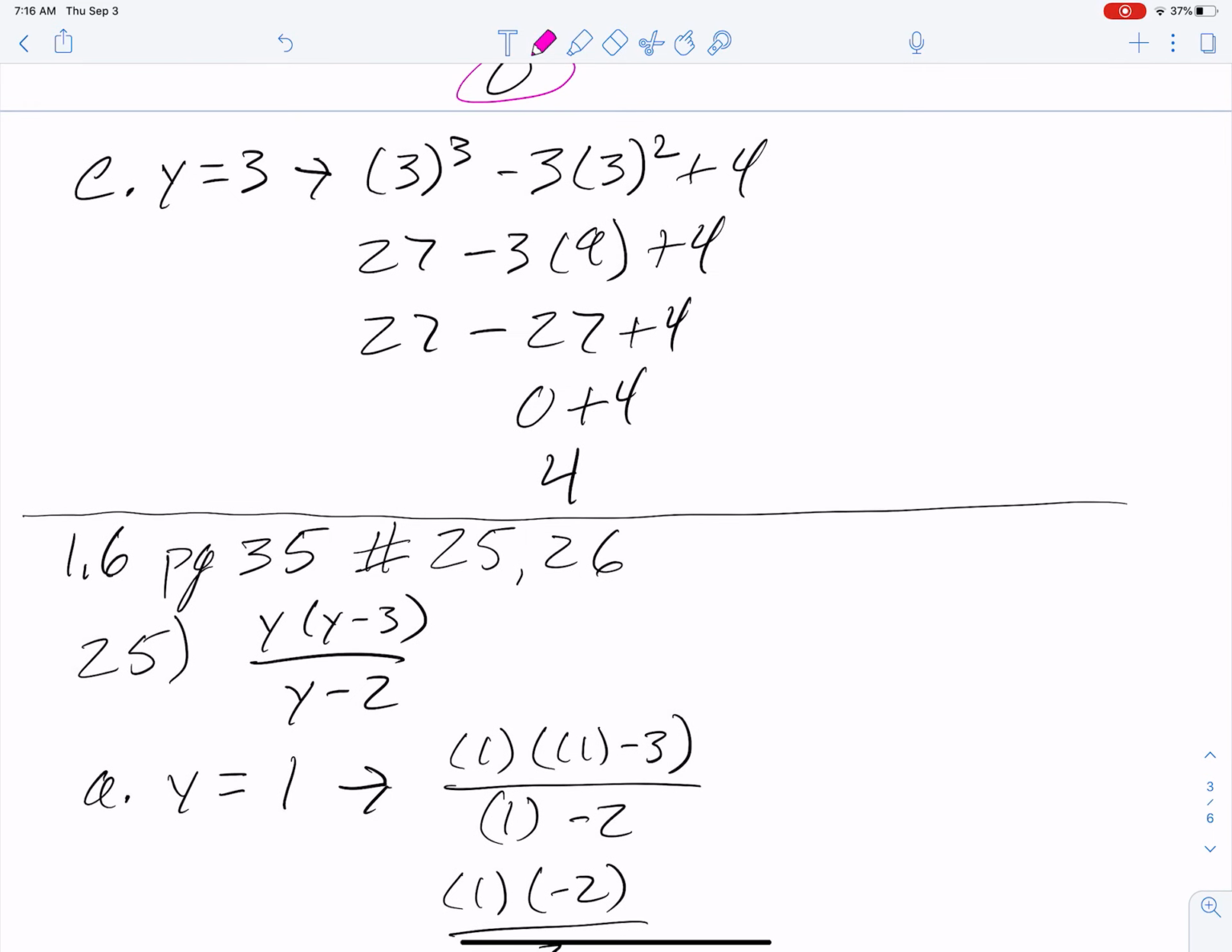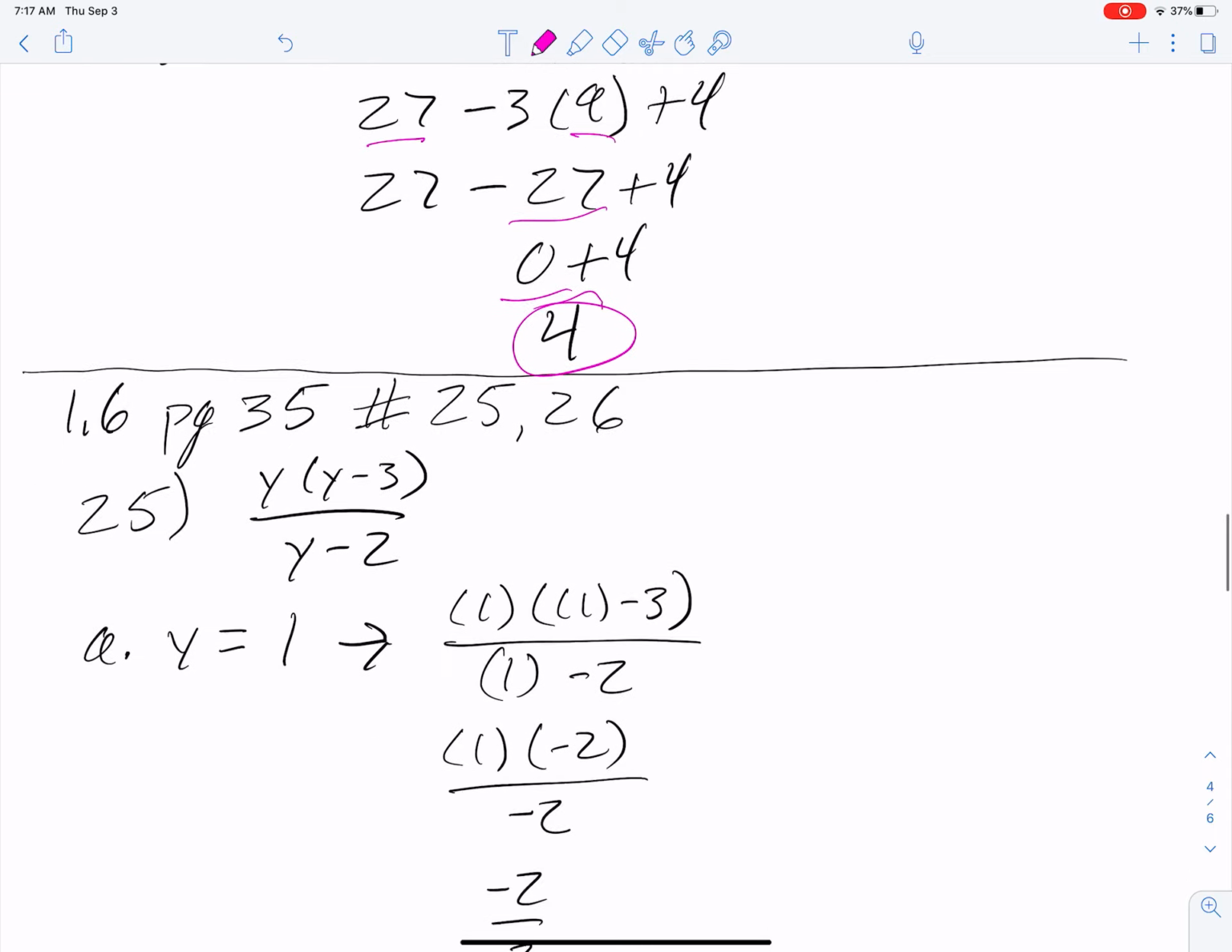Now we're using 3. So 3 cubed is 27. 3 squared is 9. Negative 3 times 9 is negative 27. 27 minus 27 is 0. 0 plus 4 is 4.